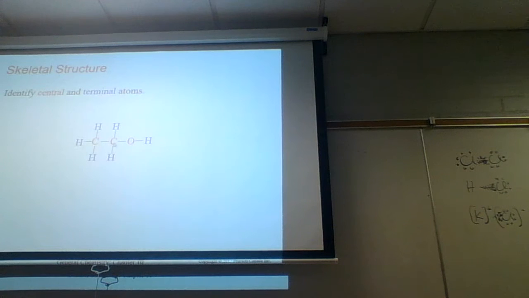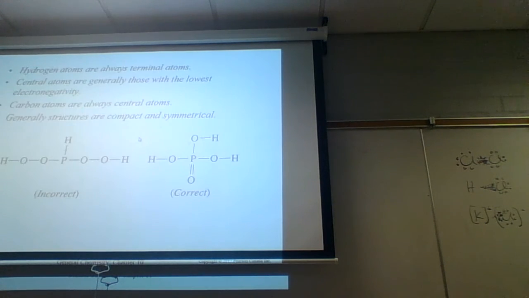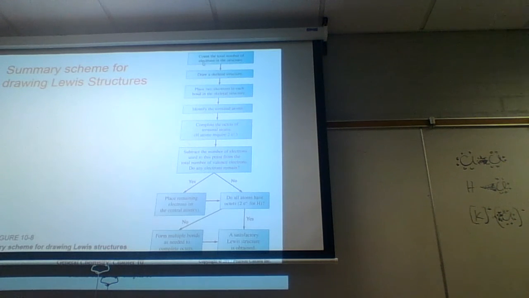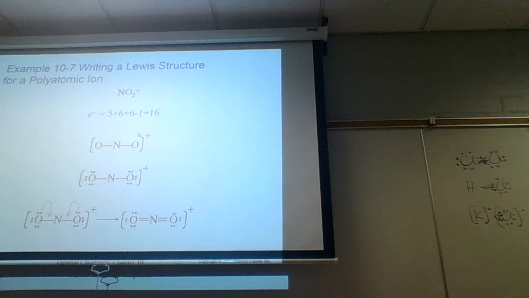And so here we have central atoms, which are red, or bridging atoms. Terminal atoms here are shown in blue. And so here we have 3 central atoms, and the hydrogens are all terminal. Hydrogen atoms are always terminal. Central atoms generally have the lowest electronegativities. Carbon atoms are always central. Central meaning, if it can be. Sometimes the carbon's at the end. Generally, structures are compact and symmetrical. Not always, just generally. Okay, here's the rules for drawing out Lewis structures.